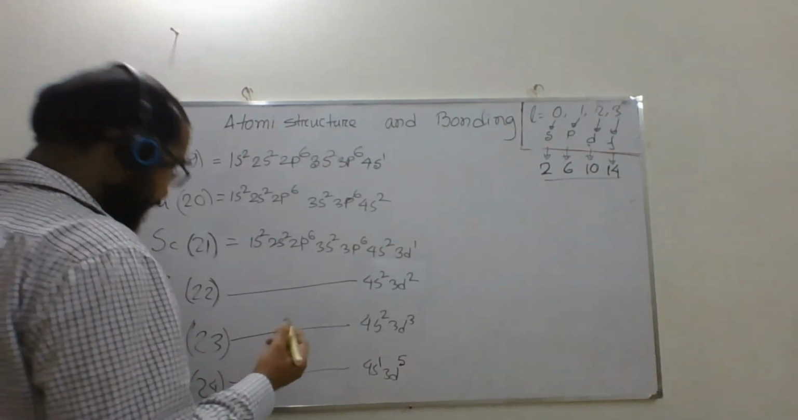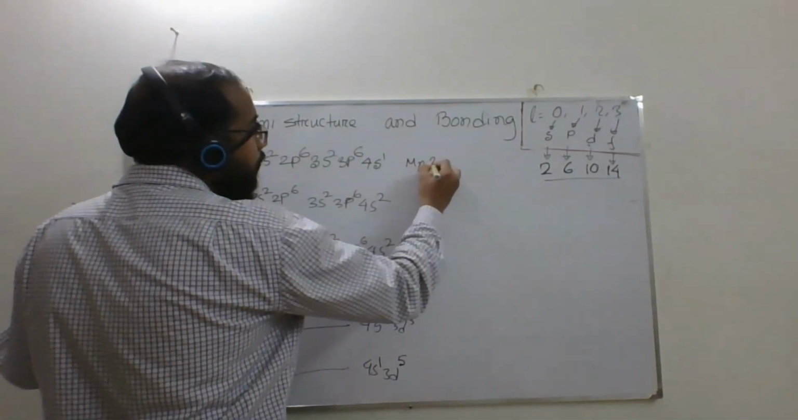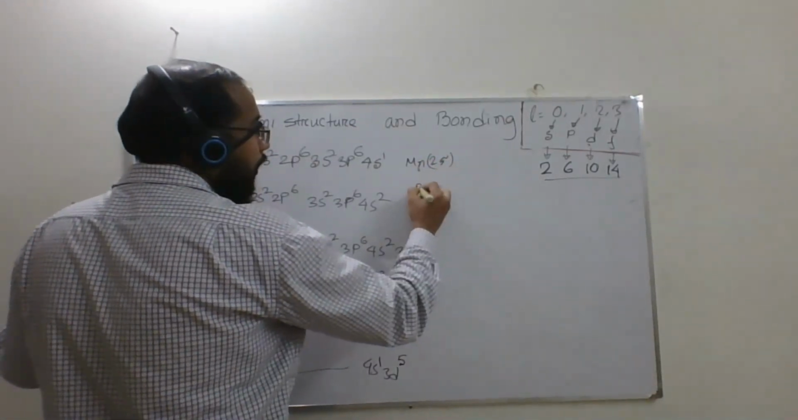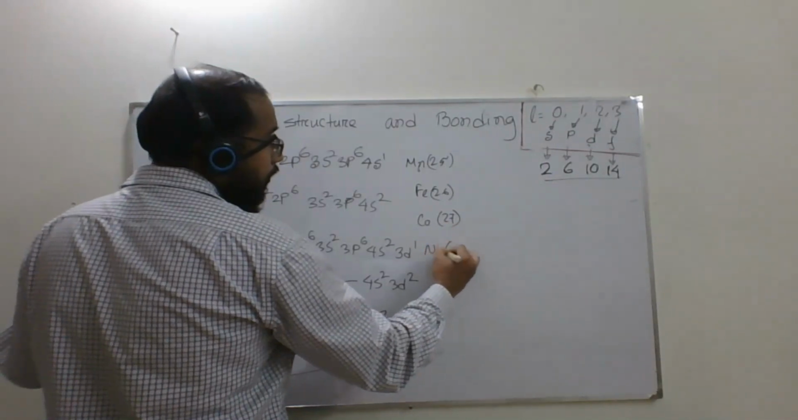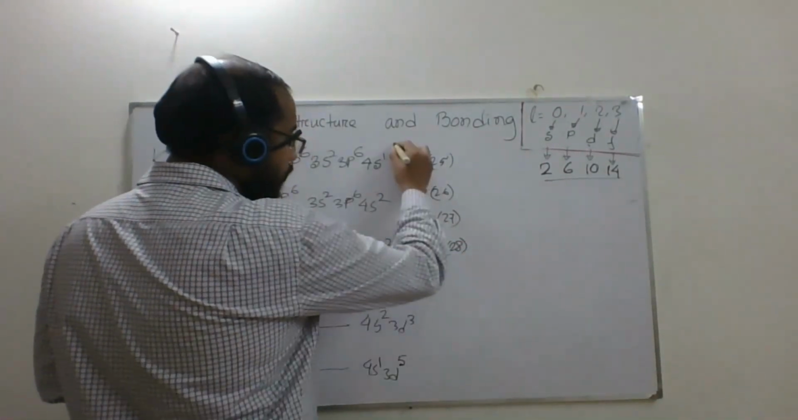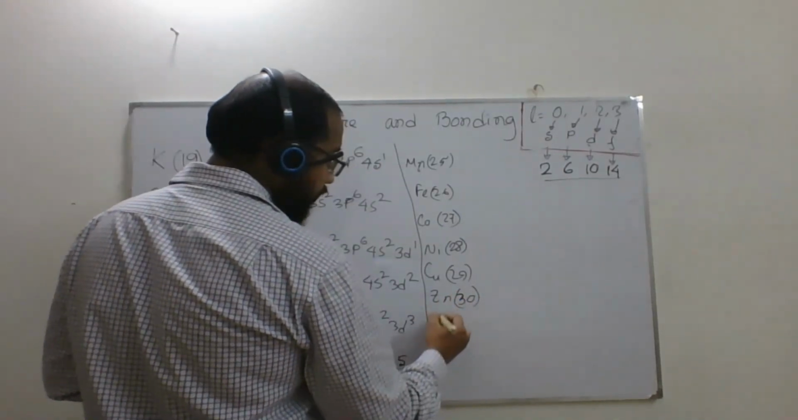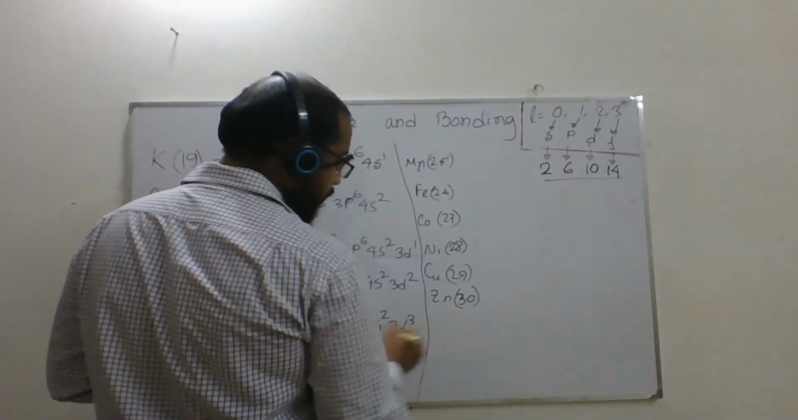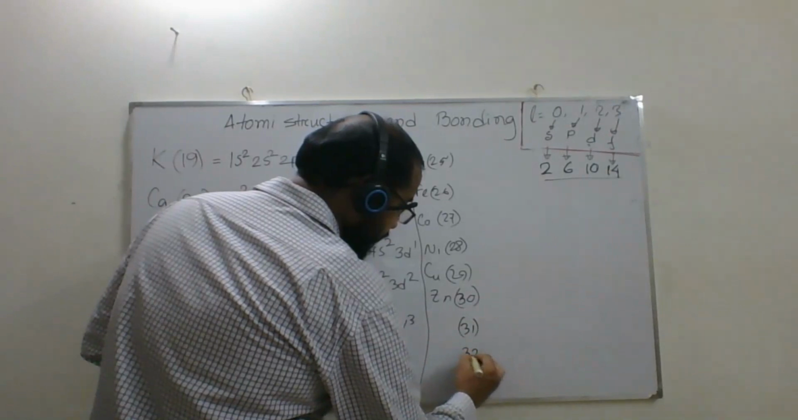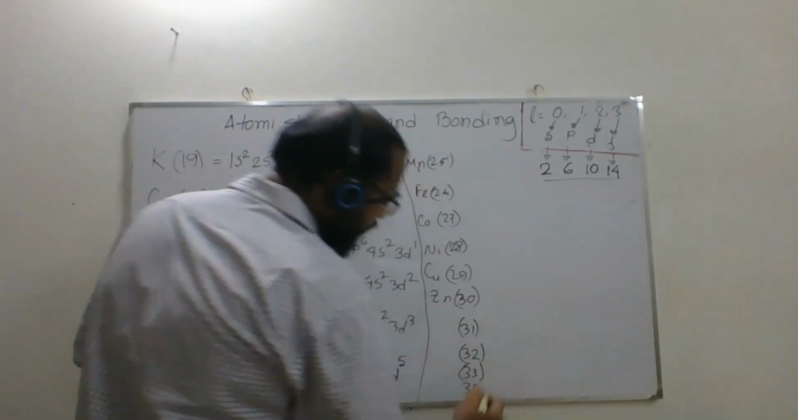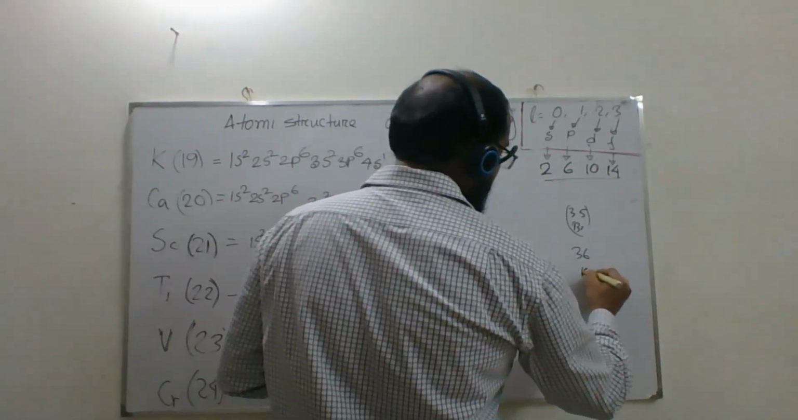Okay. Now chromium. Then we can go for manganese, which is 25, iron 26, then cobalt 27, nickel 28, copper 29, zinc 30, and then 31, 32, 33, 34, 35 bromine, and then 36 krypton.